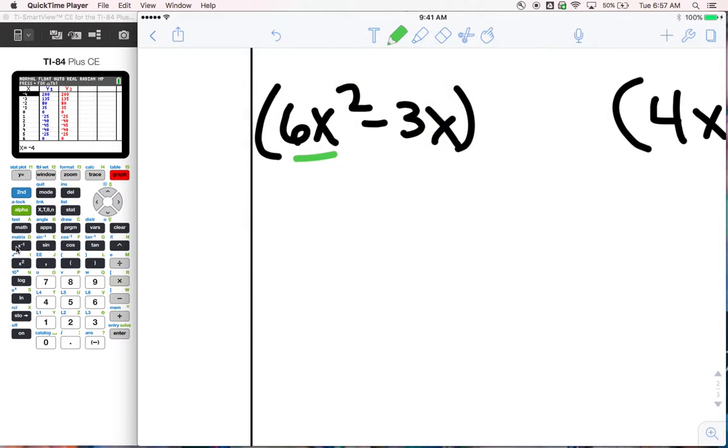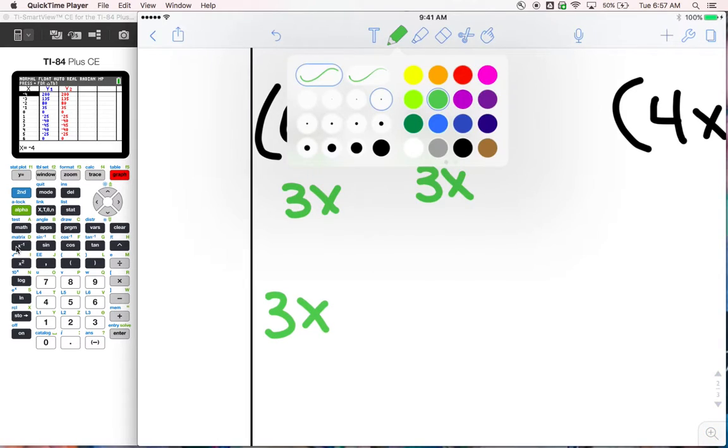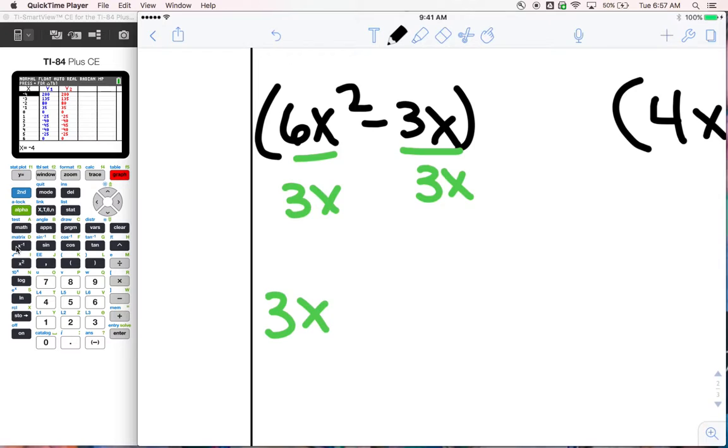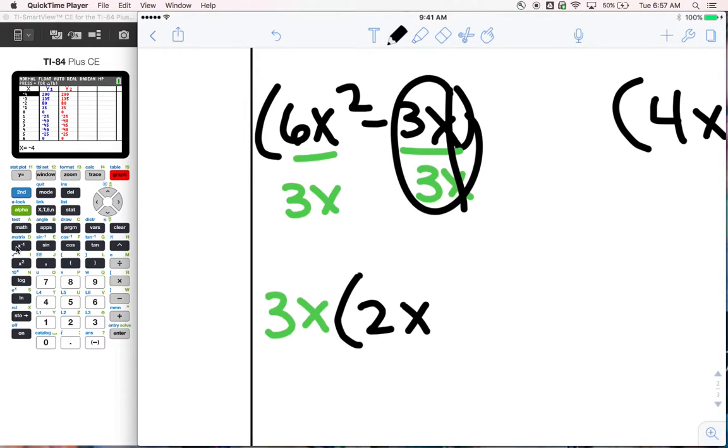The GCF in this has got to be, let's see, 3x. Both terms can be divided by 3x, so that's going to go outside. We're going to find the leftovers here. We're going to get 2, and then we still have an x. These cancel and these cancel, so don't make the mistake of not writing anything, right? Anything divided by itself is just 1. So we're going to write minus 1.